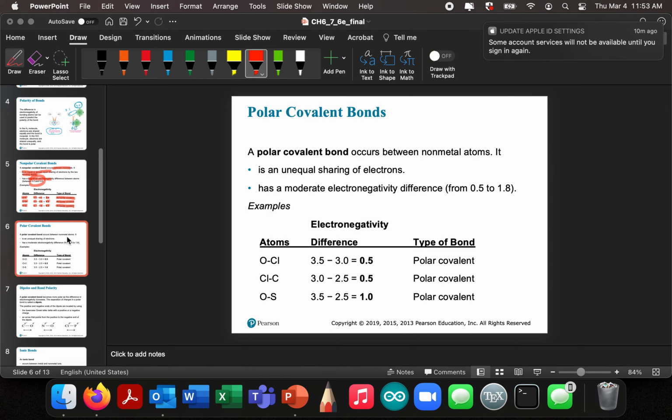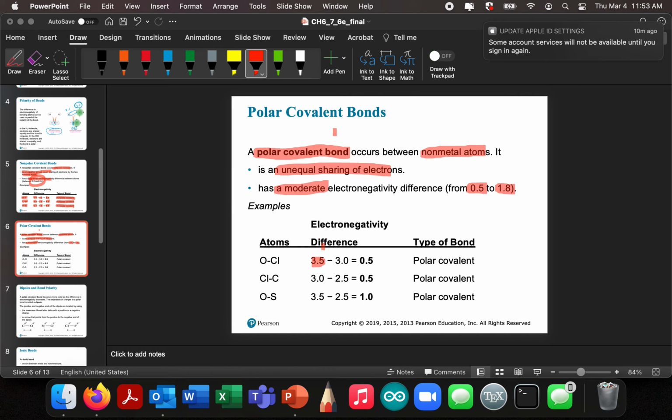However, if you have a big difference, then we're going to say, no, they're not being shared evenly. We're going to call it a polar covalent bond between two nonmetal atoms. That is an unequal sharing of the bonding electrons. And this has a difference, and we're going to say a moderate difference, not a small difference now, from 0.5 to 1.8, right? So let's look at some examples.